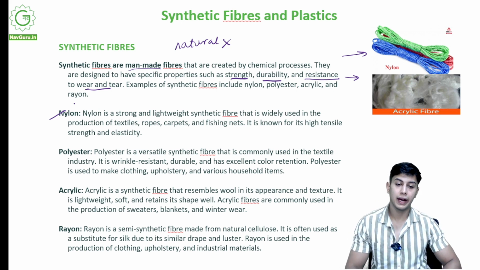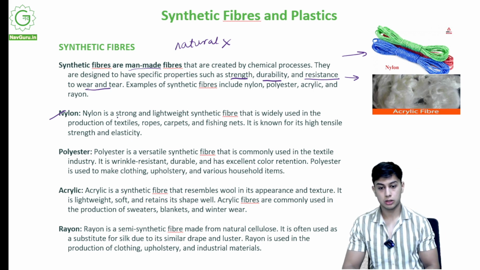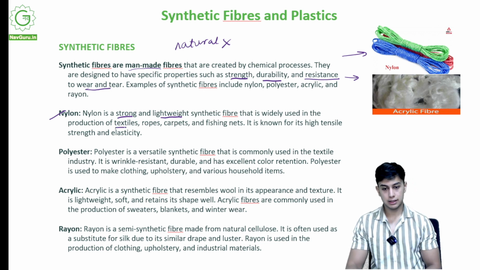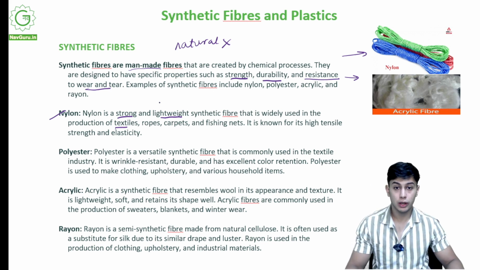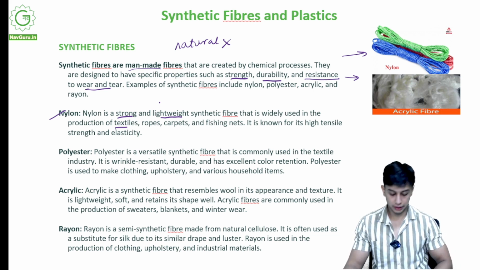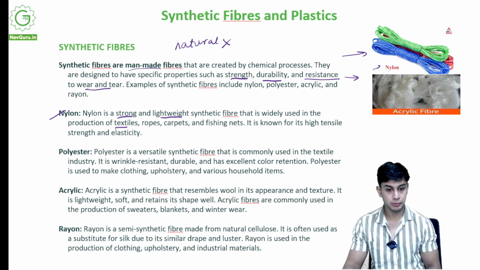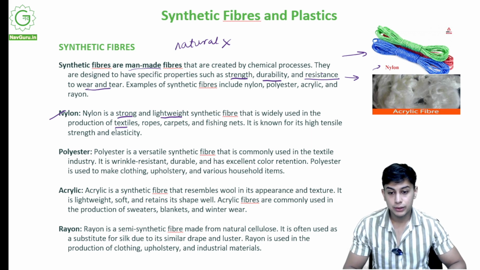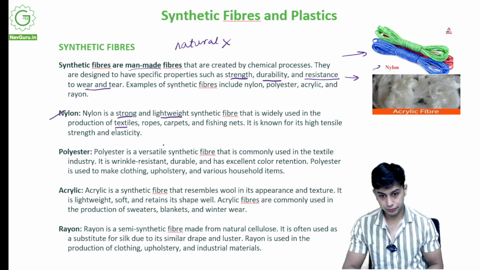Nylon is a strong and lightweight synthetic fiber that is widely used in production of textiles. So nylon is also used a lot like cotton, but for other reasons. Nylon is also strong and lightweight, but it is a synthetic fiber. Here you can see ropes made of nylon, clothes made of nylon, which is widely used in the production of textiles. Textiles are cloth, ropes, nylon carpets, nylon fishing nets.